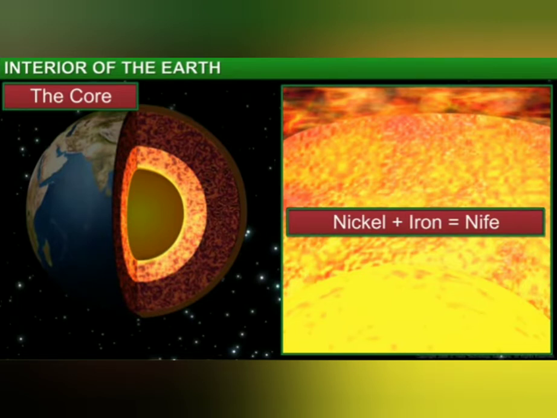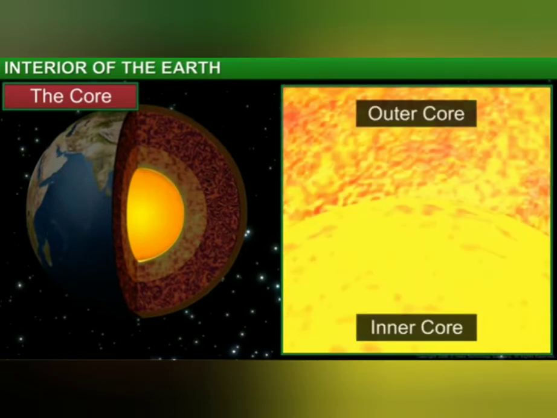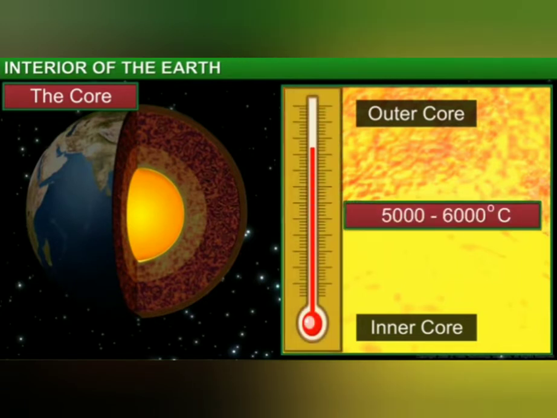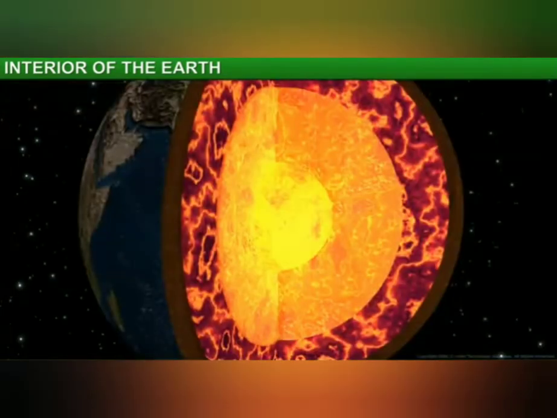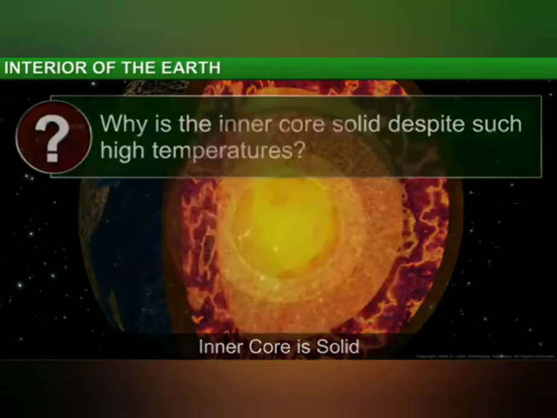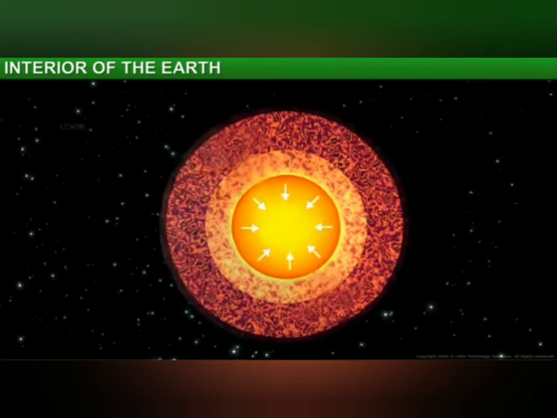can you guess what the conditions in the inner core would be like? It would be even hotter. The temperatures in the inner core range from 5,000 to 6,000 degrees Celsius. You may be wondering why the inner core is solid despite such high temperatures. The pressure in the inner core is so high that the material gets solidified.